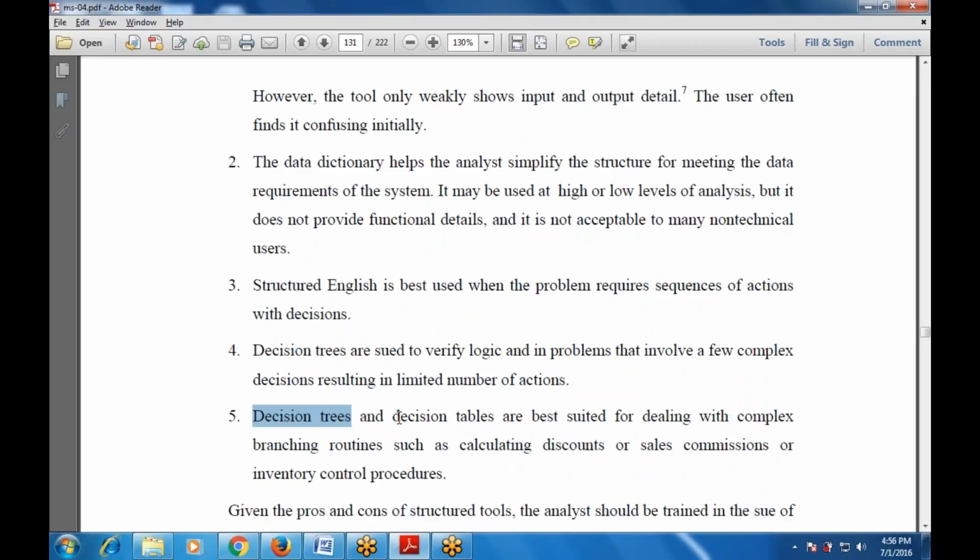Then decision trees and decision tables are best suited for dealing with complex branching routines, such as calculating discounts or sales commissions or inventory control procedures. So what are the control procedures, or what are the various decisions that will be taken for inventory control methods?